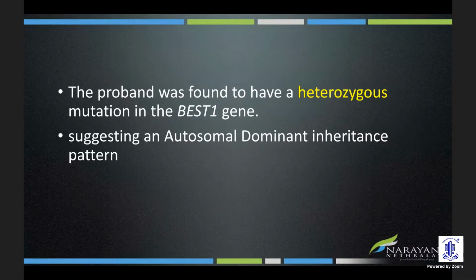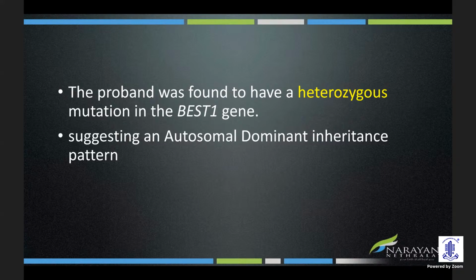Which usually is the case in dominant disease, whereas in recessive disease, both the alleles will be defective. We call it homozygous. Okay, so in this case, there is no confusion. We suspected BEST and we got the BEST gene. But the problem was that in this family, the father was also found to have the same mutation, but he said, I'm normal. I don't have any problem.